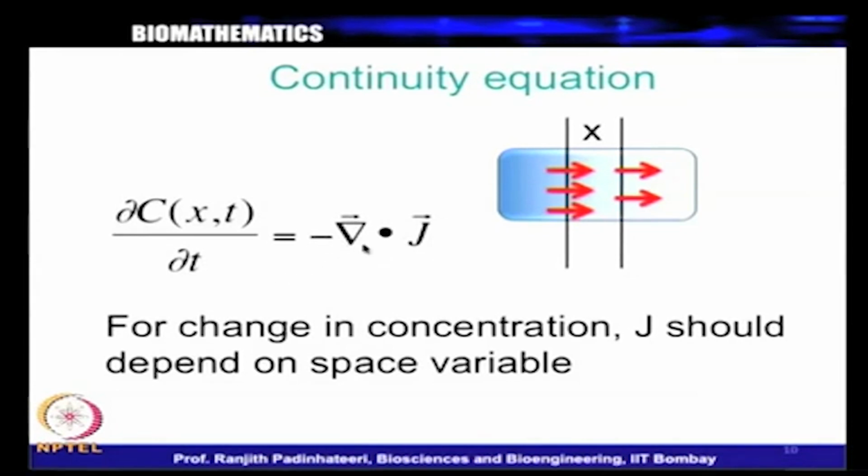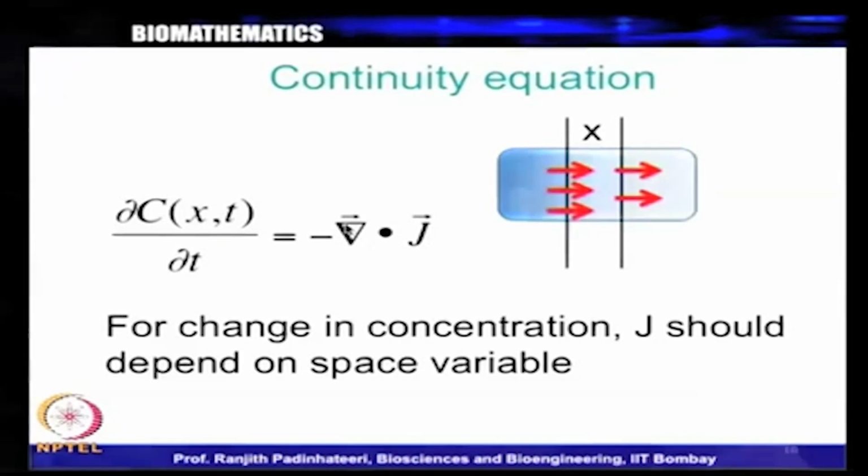What it essentially tells you is that the concentration will change if the flow here is different from the flow here. If more things flow in and less things flow out, the concentration here will change. And the fact that more things are flowing in and less things are flowing out is represented by del dot j. As we saw, del dot j is del j by del x. So, for change in concentration, there has to be a del dot j. Del dot j cannot be 0.